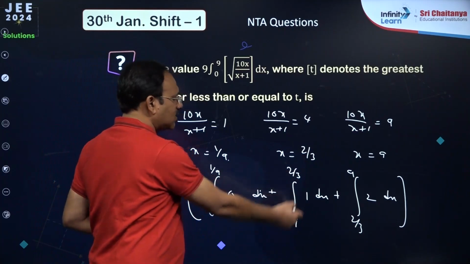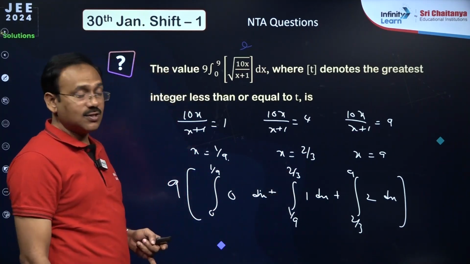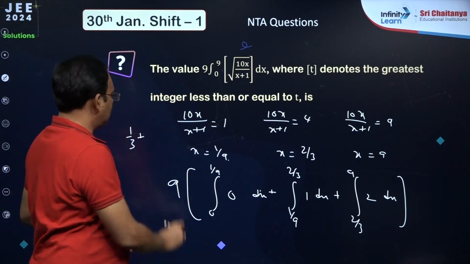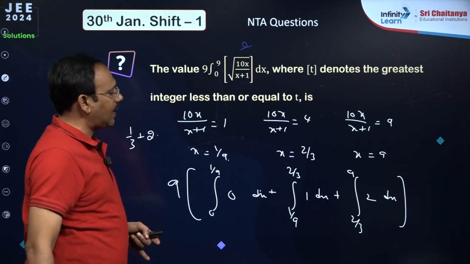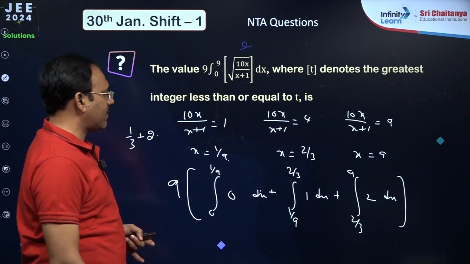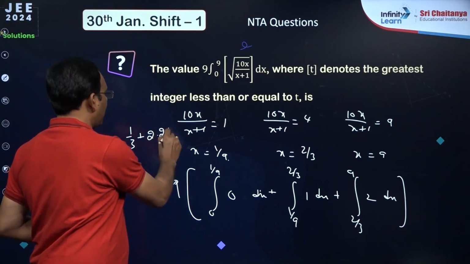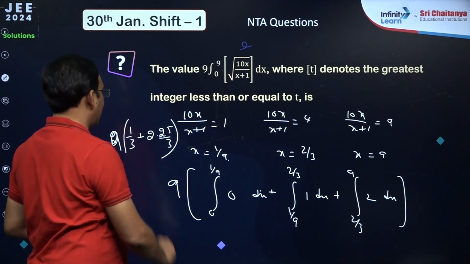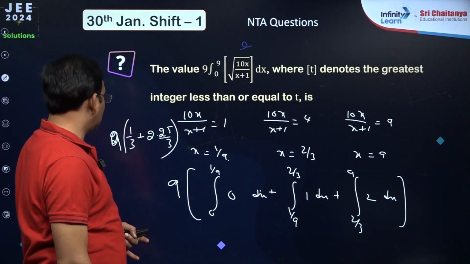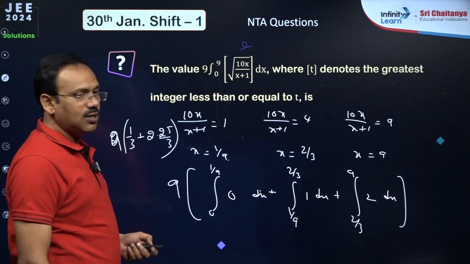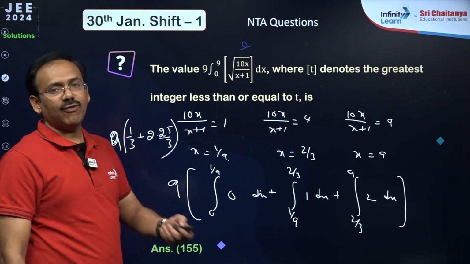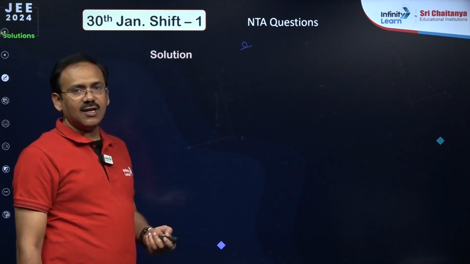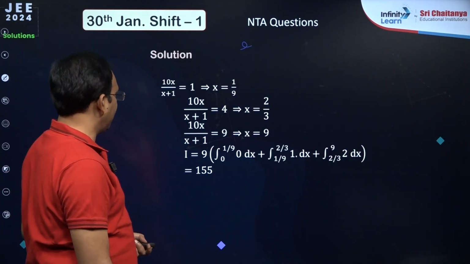Here 2/3, that is 4/9 minus 1/9, which is 3/9, which is 1/3, plus 2 times (9 minus 2/3), that is (27 minus 2)/3, 25/3. You have to multiply this with 9, my dear friends. 51/3, so 51 into 3 is going to be the answer. 155 is the answer. Simple, my dear friends. So two questions related to definite integrals were given here.